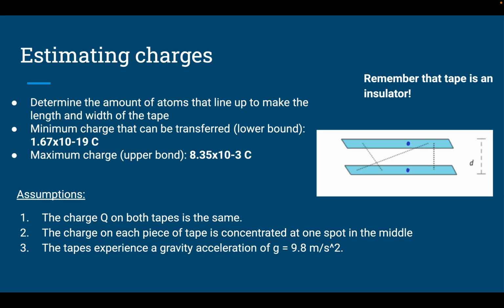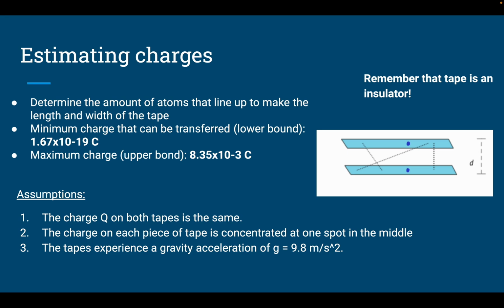Before calculating our results, we first determined the maximum and minimum amount of electrons that could be transferred at the lower and upper bound surface of the tape. The minimum was 1 electron, which is 1.67 times 10 to the negative 19 coulombs, and the maximum charge, which is the upper bound, was 0.35 times 10 to the negative 3 coulombs. Since the tape is an insulator, the charges do not move freely. All atoms are found on one particle, as we can see in this picture right here.